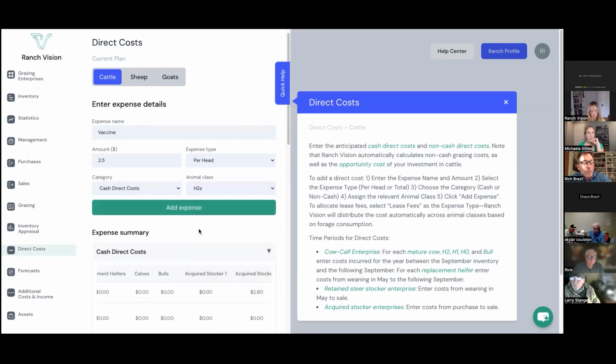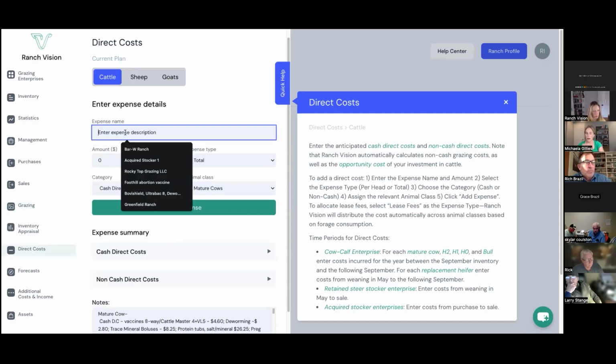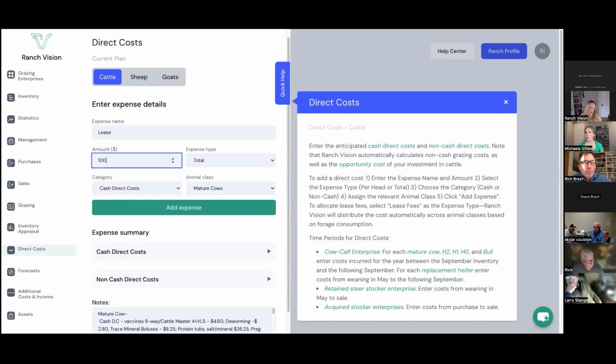It'll save that. The final type of direct or cash cost would be a lease, which we kind of briefly touched on, but it can allocate lease fees according to grazing. So you would enter the total lease cost. If under grazing, your input was that you're not fully grazing ranch-owned pasture, you can add a lease, add the total lease cost, select lease fees, and then these two inputs are going to be locked because it's going to allocate that lease according to how much grass each class of animal eats. So that's the final cash cost.